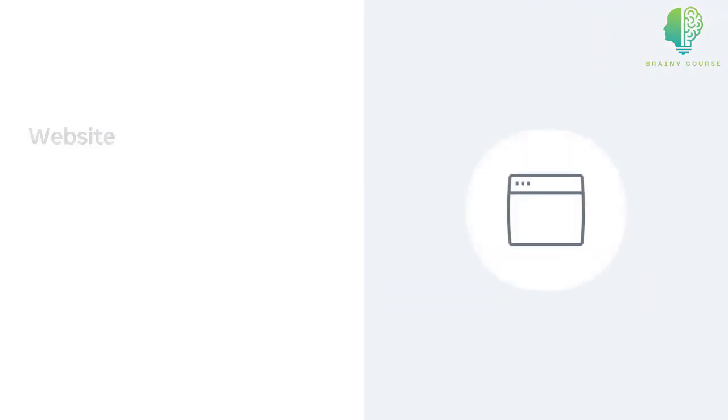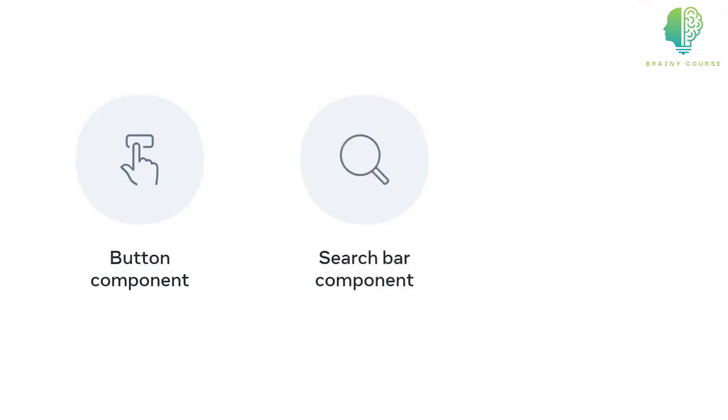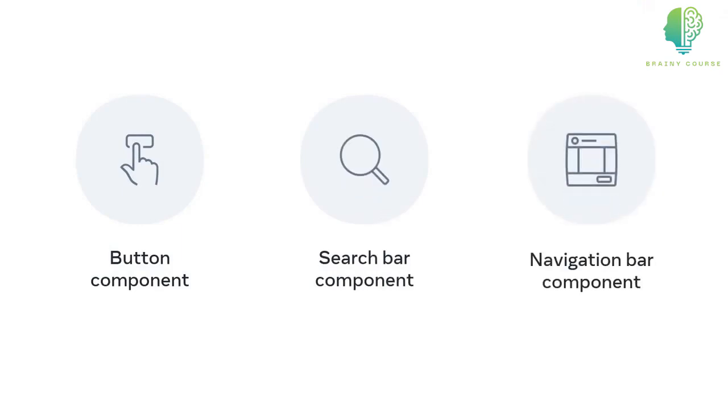Let's explore a practical example. Your website probably has a header on each page. Therefore, rather than creating the header from scratch for every page, you could simply construct a header component and reuse it. This header component may contain other components, for example, a button component, a search bar component, and a navigation bar component that are their own standalone elements. They are used in the header, but they could just as well be reused elsewhere on the site.